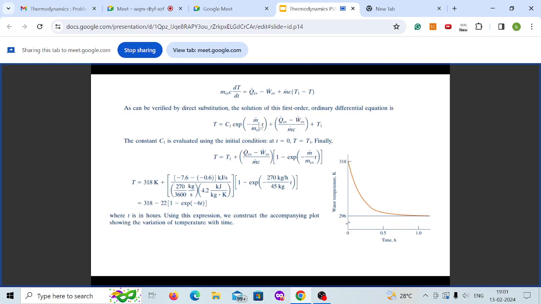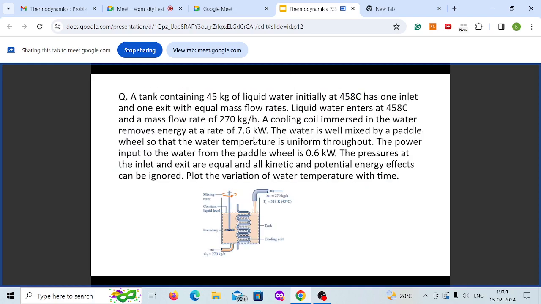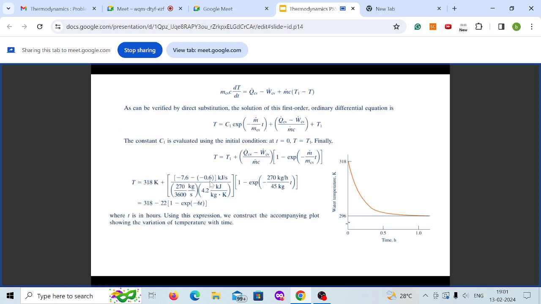So m dot is 270 kg per hour, and the mass of water in the tank is 45 kg. We also know the heat taken from the fluid is 7.6 kilowatts, and the paddle wheel work is 0.6 kilowatts. C, the Cp of water, is 4.2 kilojoule per kg Kelvin. Substituting all of this, we end up with a simpler equation: T is 318 minus 22 times (1 minus exponential of minus 60 t).